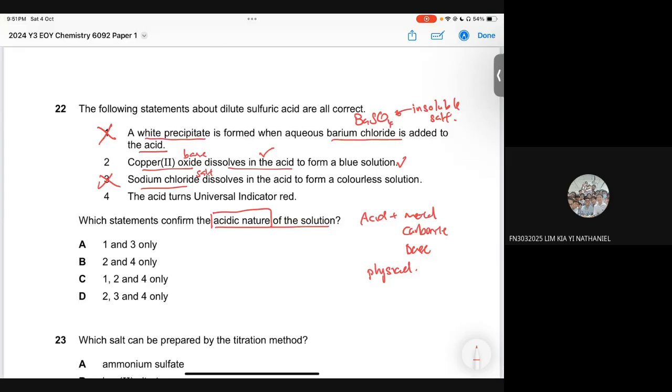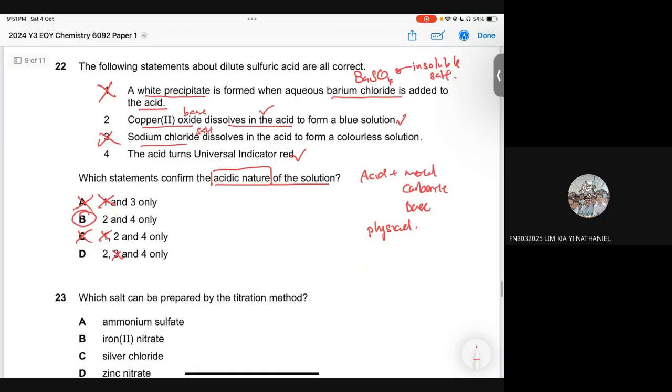The last one is that acid turns universal indicator red, clear cut. This is the answer. If I look at all the options, I know that 1 is out, and I know that A and C are out. I look at all of this, I know that 3 is out. So the answer left is B. So you realize that by elimination, you can get the answer.